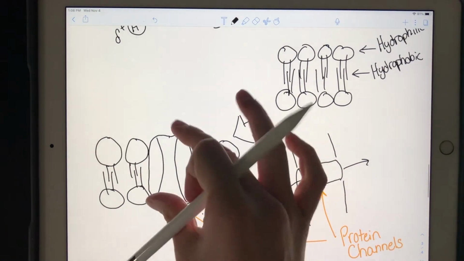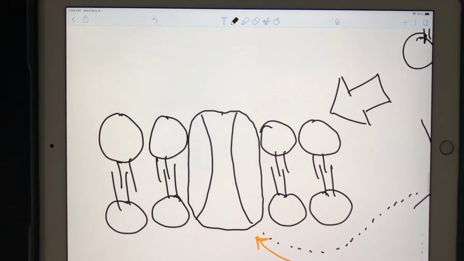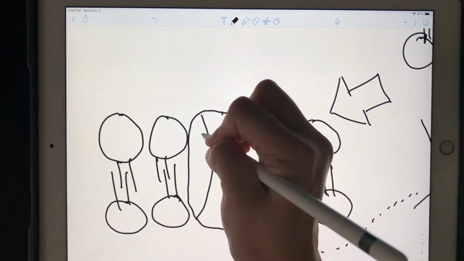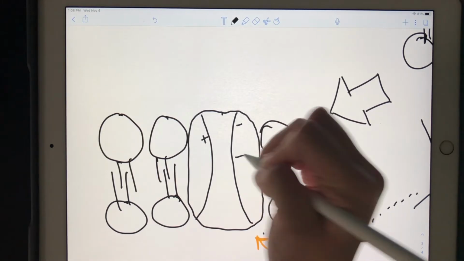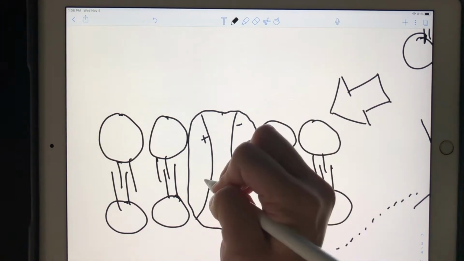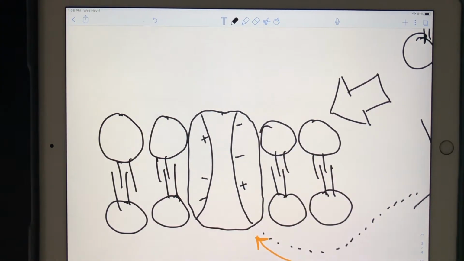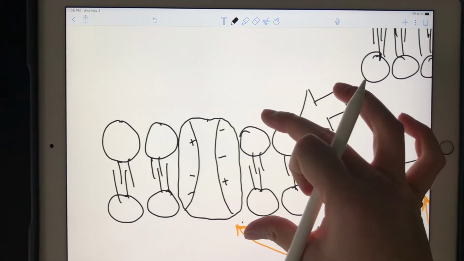And our protein channels are going to be very, very specific. Our R groups for our amino acids can be polar or nonpolar. They can also be charged. So maybe one of the amino acids over here, part of the chain is positive, and then we have like a negative, and then a positive, and then a negative, and then a negative. So these protein channels likely have charge.